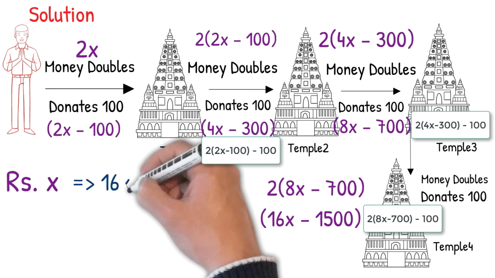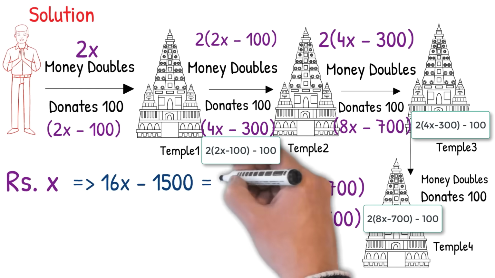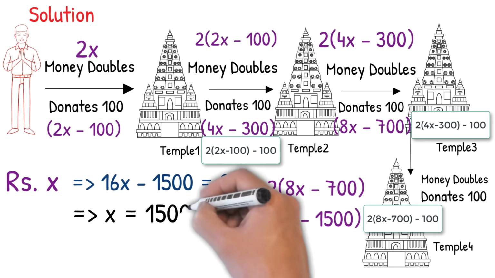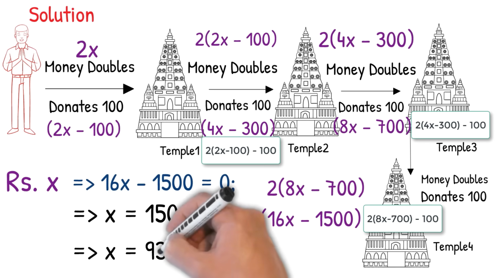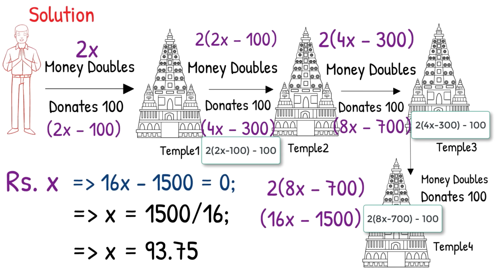According to the question, after his last visit, he completely runs out of money. Therefore, the equation is 16x minus 1500, which is the money left after the visit of fourth temple, equals 0. After solving, this equation becomes x equals 1500 divided by 16, hence x is equal to 93.75. Hence a person had started his quest with ₹93.75 in his pocket.